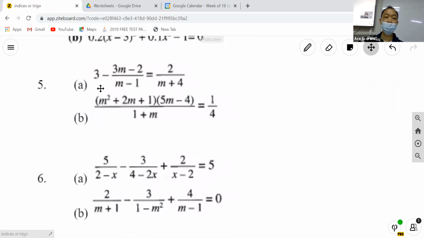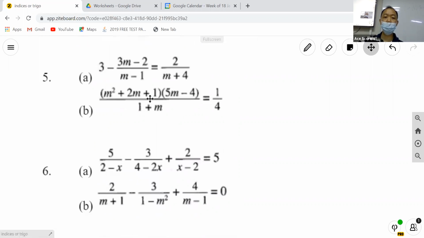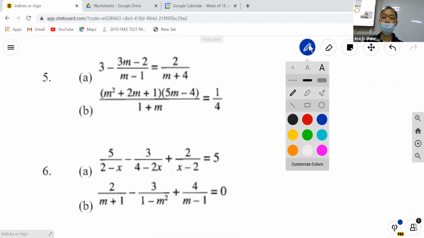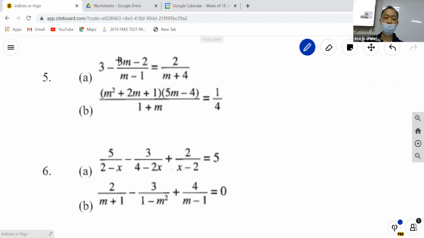Question number 5. Usually for this type of question, they will not restrict what method you use. They won't say you must use this method or that method, right? So what I like to do is just rearrange first, then find out what method to use. The equation is 3 take away (3n minus 2) over (n minus 1) equals to this whole thing. I need to combine everything into a quadratic equation. Currently, it's not a quadratic equation. It's very messy.